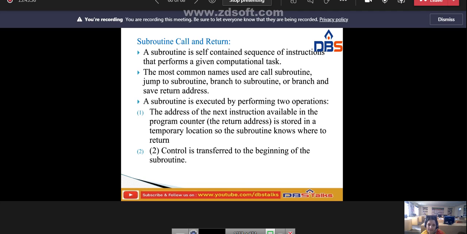A subroutine is executed by performing two operations. The first operation is that the address of the next instruction, available in the program counter, is stored in a temporary location, so the subroutine knows where to return. The second is that control is transferred to the beginning of the subroutine. These are the two operations we use in the subroutine.